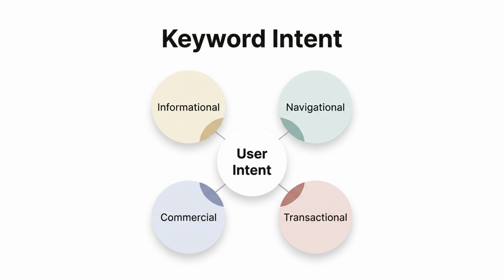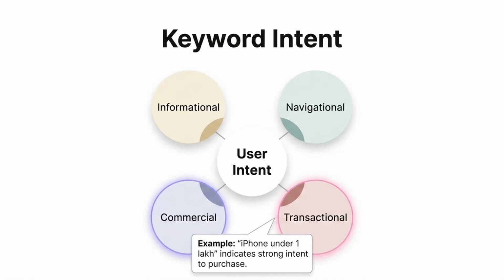Beyond just the length of a keyword, we must also consider the user's intent. What are they actually trying to achieve with their search? Keyword intent is generally categorized into 4 main types: informational, navigational, commercial, and transactional. For example, when someone searches for iPhone under 1 lakh, they aren't just looking for general information. This search shows a strong commercial or transactional intent. They are likely comparing options or are ready to make a purchase. Understanding this intent helps you tailor your content to meet the user's exact needs.